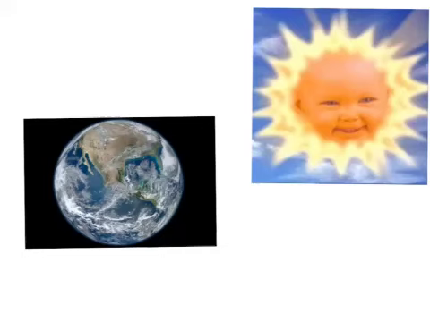So there are three main reasons on why seasons occur. One, because of the tilt of the axis. Two, direct sunlight. And three, revolution.